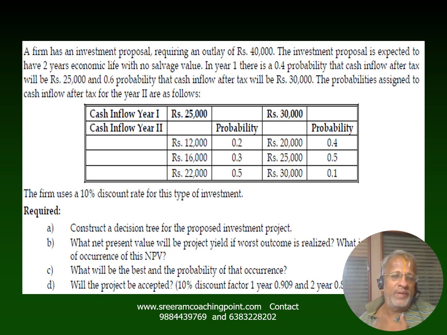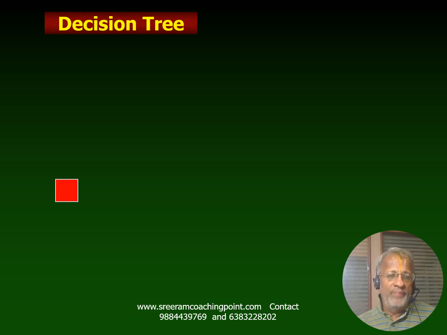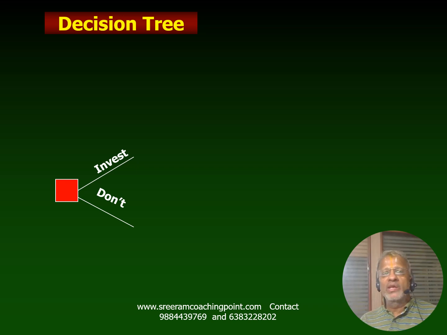See, now the first part of the question is to construct a decision tree for the proposed investment project. So we'll be in a position to arrive at the decision tree, with the very first choice there. What is the very first choice that you can have? Now let us just draw the decision tree. The decision tree comes in this form: a small rectangular box, or you can call it a square box, where you have invest, and the other one, don't invest.